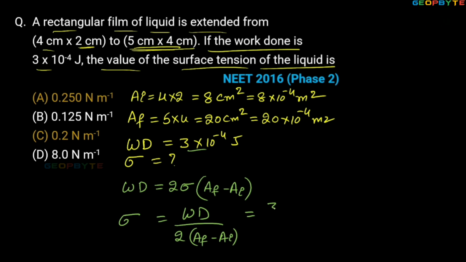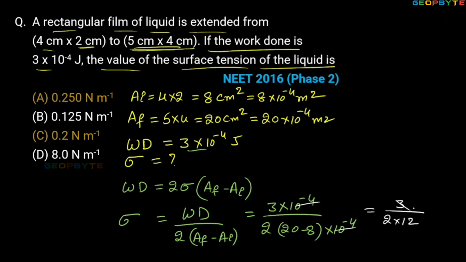Work done is 3 into 10 power minus 4, divided by 2 into the final area 20 minus the initial area 8, into 10 power minus 4. This 10 power minus 4 is cancelling. Here it is equal to 3 by 2 into 12. It is 3, 4 times. It is 1 by 8, equal to 0.125 Newton per meter.